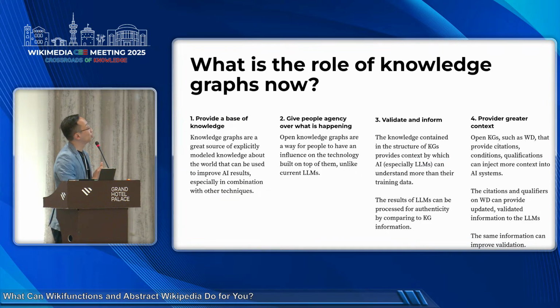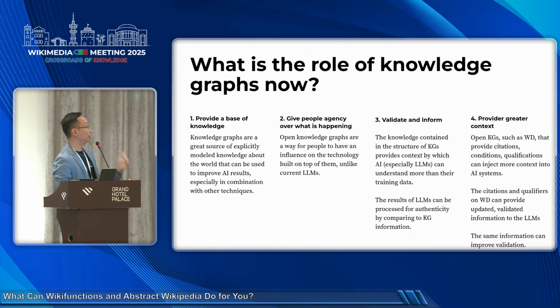So what is the role of knowledge graphs now? Knowledge graphs provide a base of knowledge. Knowledge graphs are a great source of explicitly modeled knowledge about the world, like Wikidata, that can be used to improve AI results, especially in combination with other techniques. Knowledge graphs give people agency over what is happening. Open knowledge graphs, like Wikidata, are a way for people to have an influence on the technology that is built upon them, unlike the current LLMs.